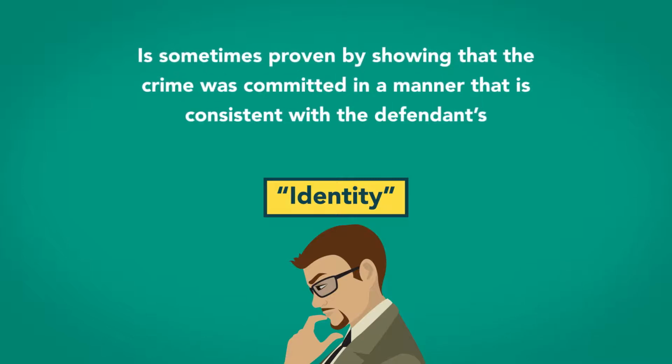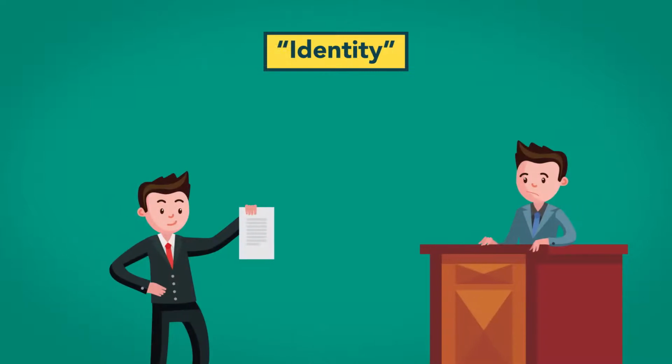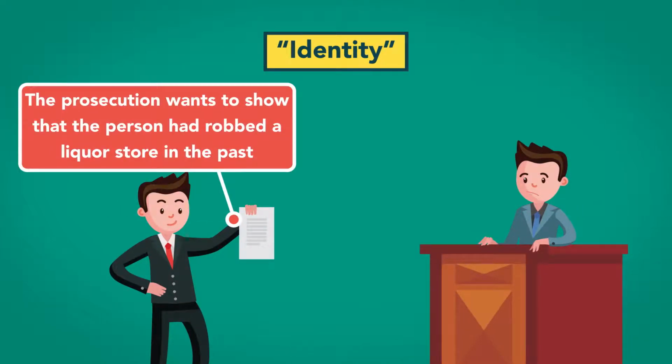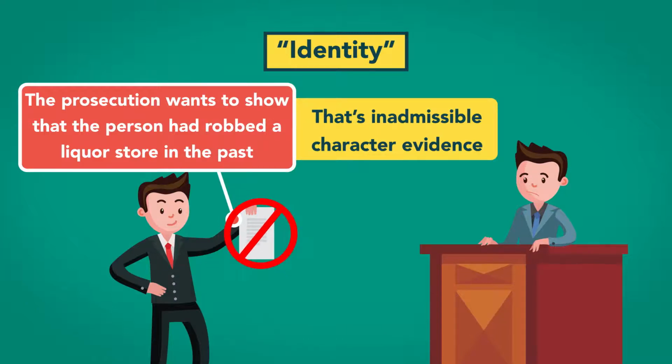Identity is sometimes proven by showing that the crime was committed in a manner that is consistent with the defendant's modus operandi, often referred to by its initials MO. For example, if someone's on trial for robbing a liquor store and the prosecution wants to show that the person had robbed a liquor store in the past, that's inadmissible character evidence.